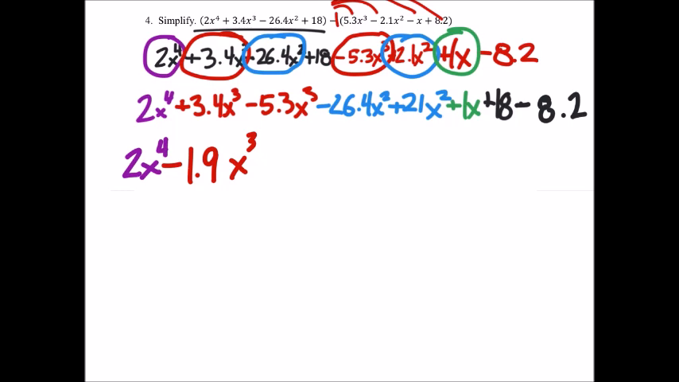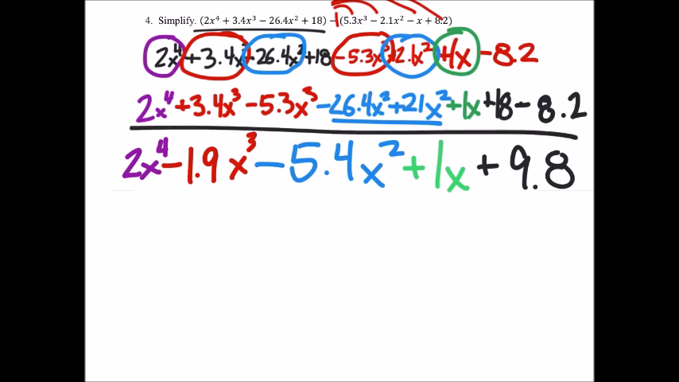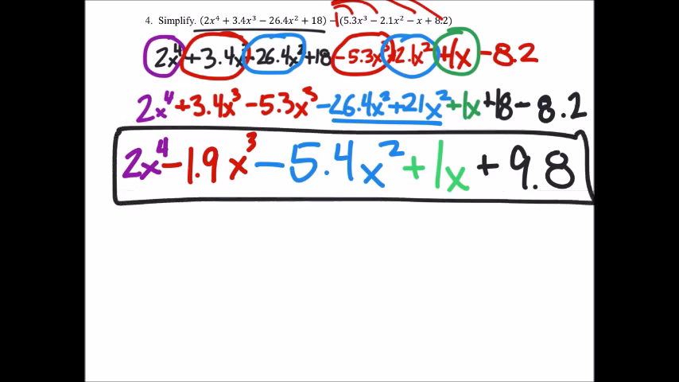And then combining these x squareds, we would have a negative 5.4x squared. We still have that 1x. And 18 minus 8.2 would be a positive 9.8. And this would be the simplified expression. This one's in descending order based on the degrees. But that's not really necessary for the test you guys will be taking.